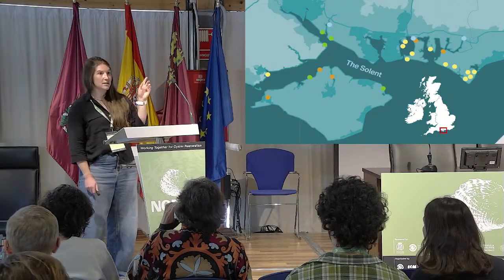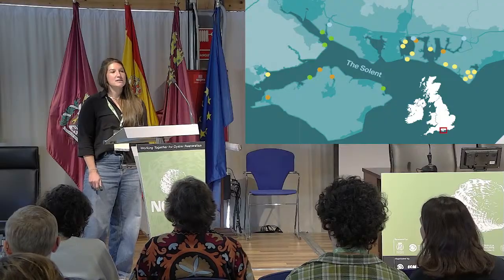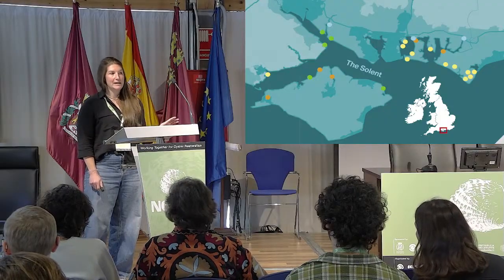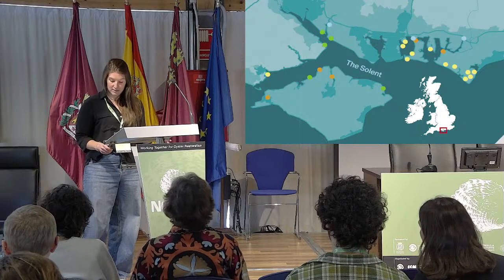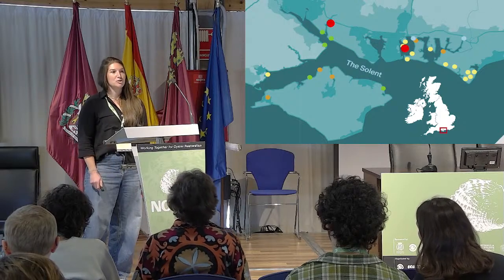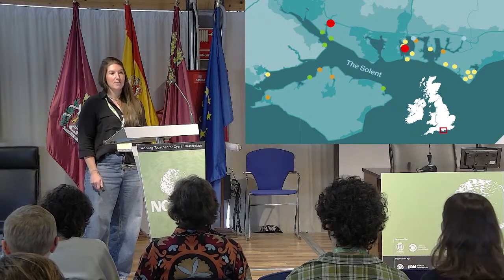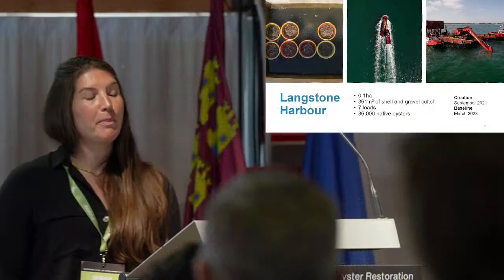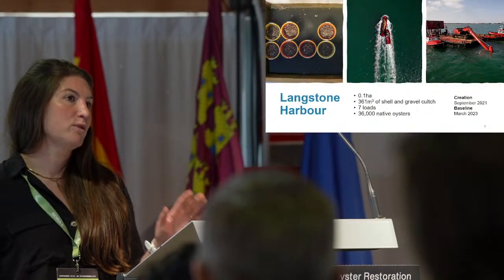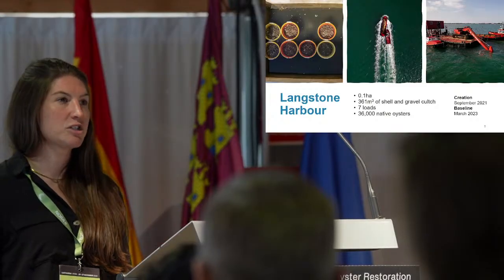So the Solent is a large body of water, about 500 square kilometres on the south coast of England, highlighted in the red square on the bottom. And every single dot on the map you can see is either active or passive restoration or monitoring sites. But all you need to know for today is those 2 red dots. The one on the left is the Hamble and the one in the centre is Langston Harbour.